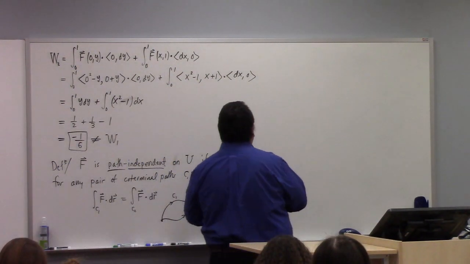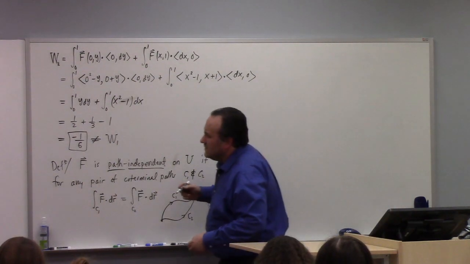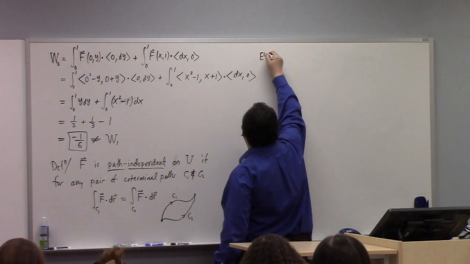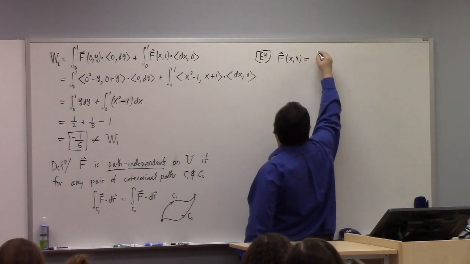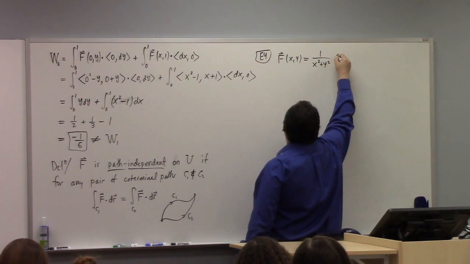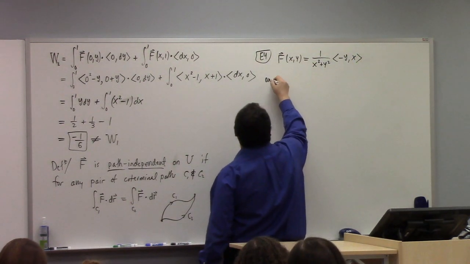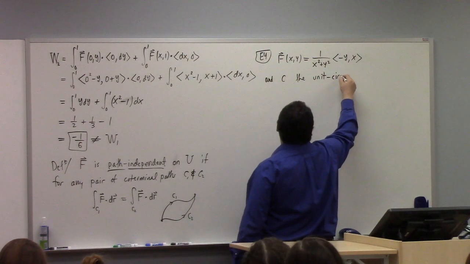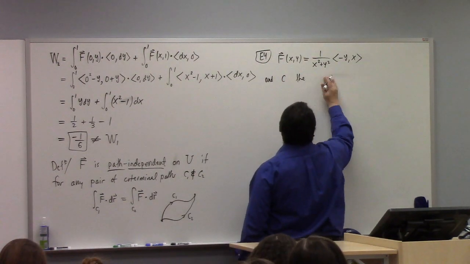Here's another example I usually give. Example 4. We could look at f of x comma y equal to 1 over x squared plus y squared, times minus y comma x. Right? And see the unit circle. Well, hey, let's say, forget the unit circle. Let's say the circle of radius r.